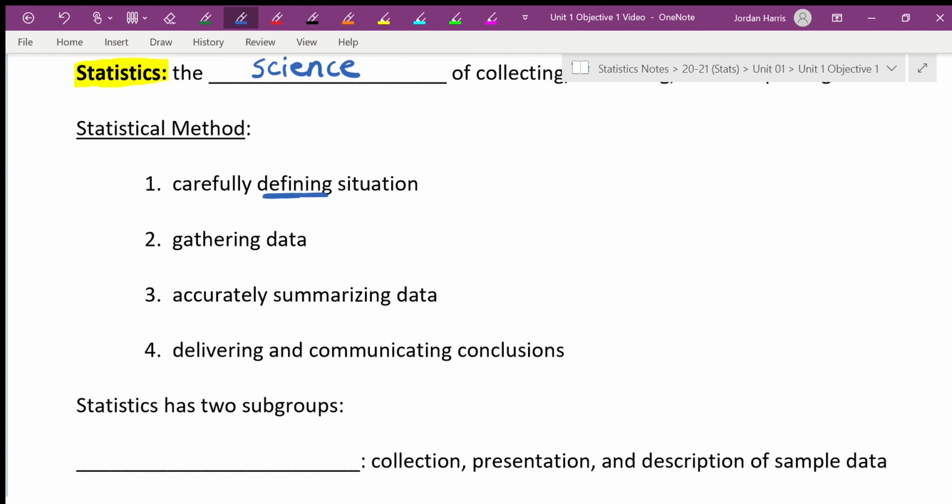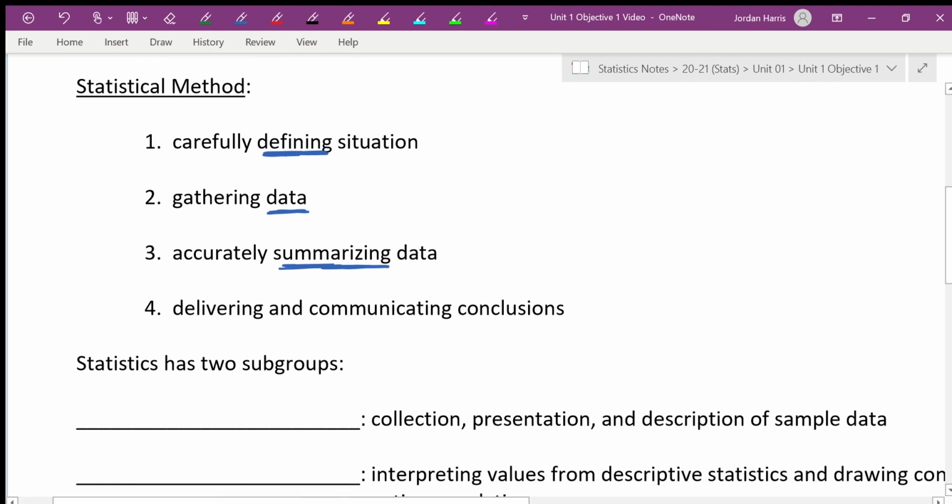Then we go out and gather the data. So we got to get the information. We got to go out, conduct the experiment, get our data. Then we need to summarize the data. So we got to make it concise. Usually this consists of using something like mean, median, mode, standard deviation, variance, lots of words that we'll talk about a lot throughout the year, but words that you probably heard before. We're summarizing the data using those methods.